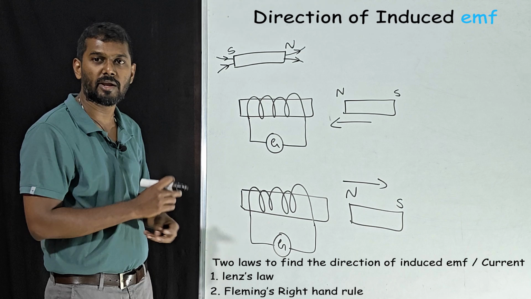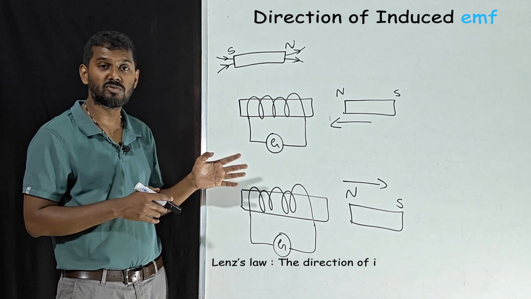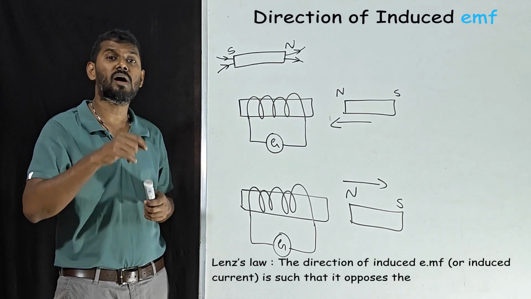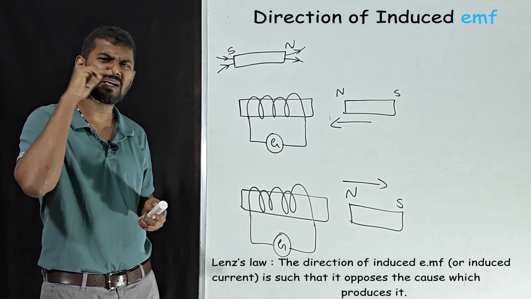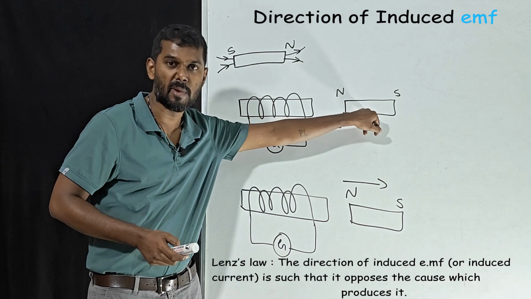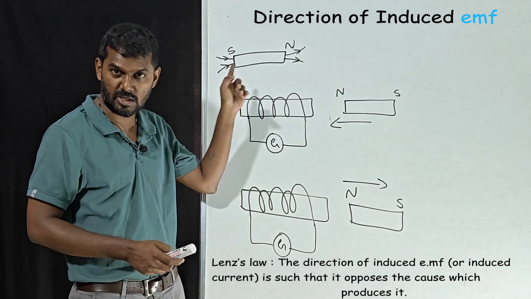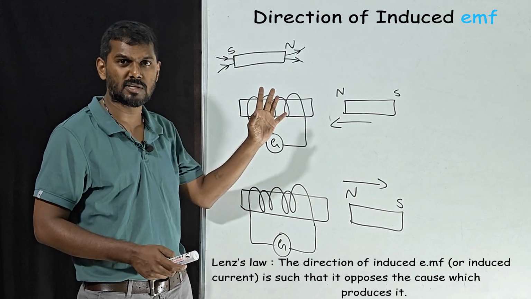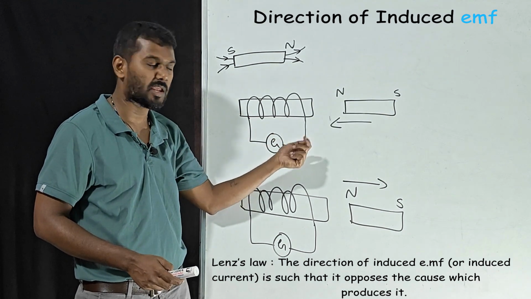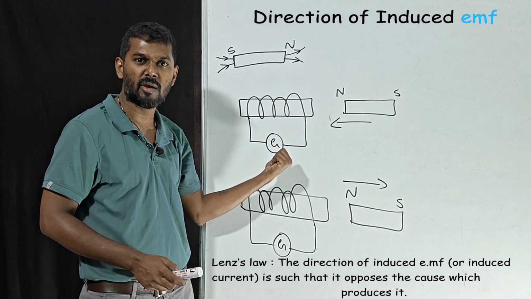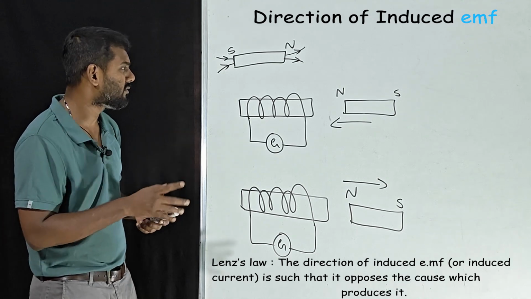Now we'll talk about what exactly Lenz's law is. According to Lenz's law, the direction of induced EMF will be opposite to the cause producing it. It always opposes the cause producing it. So what is the cause producing it here? The cause is this magnet. Because of this magnet, EMF will be induced. So the direction of induced EMF opposes the cause producing it, which means it is always opposite to the movement of this magnet. How is that? That is what we are going to understand here.